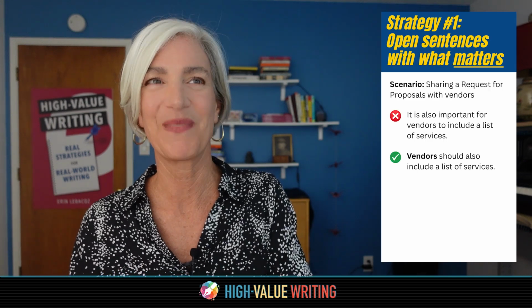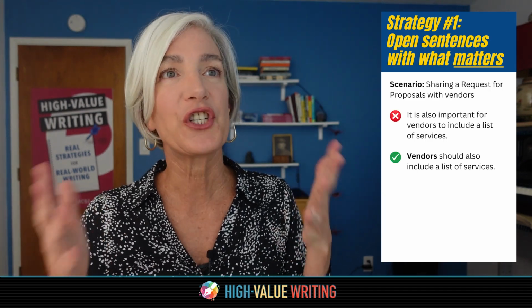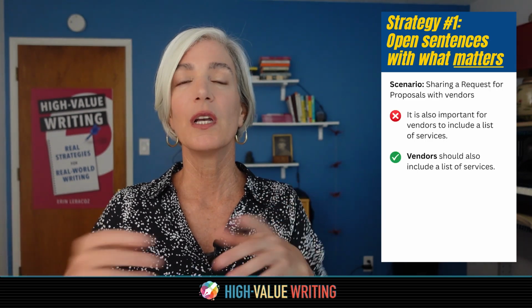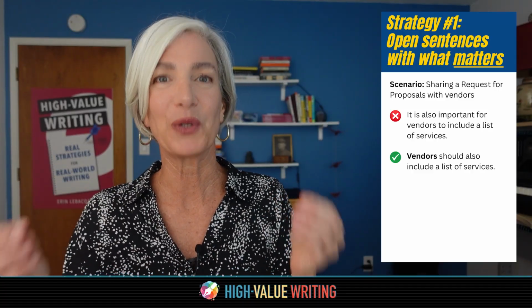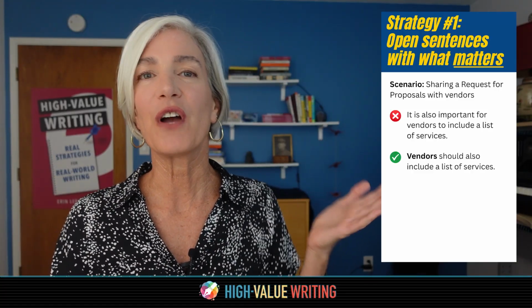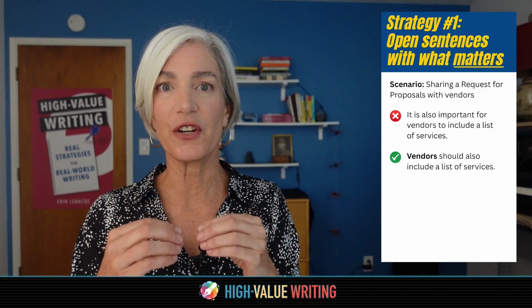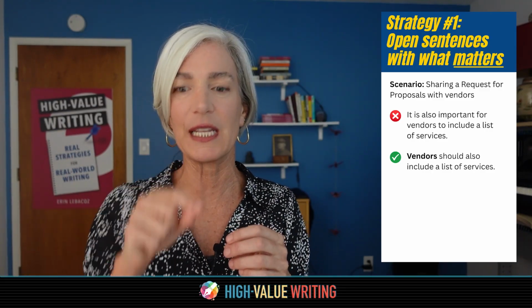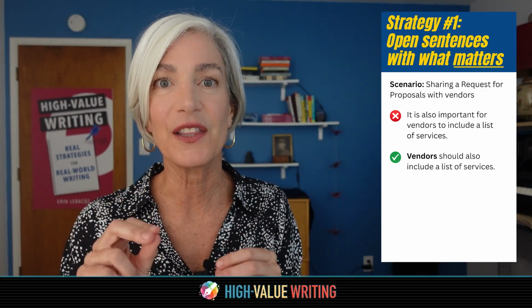Okay, the first strategy is actually on the sentence level. Arrange your sentences to begin with what matters to your reader. This way, your international reader can see what they care about immediately and know that this message is very relevant for them. So for example, if you're sharing a request for proposals with various vendors that you might employ, I would change the order of what I'm talking about to make sure that vendors is in the beginning, so those vendors see themselves and immediately see the relevance.